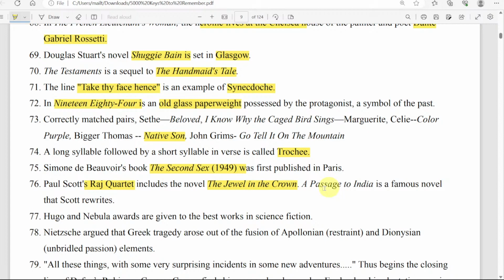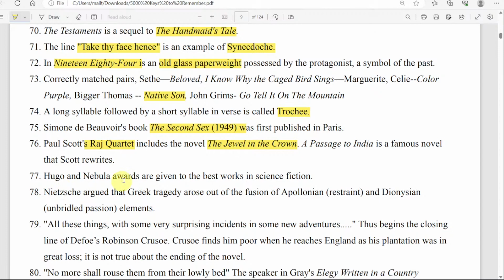So this novel was, as we know, by E.M. Forster, right? So Hugo and Nebula awards are given for what? Best works in science fiction. Remember Hugo and Nebula, science fiction. Nietzsche argued that Greek tragedy arose out of the fusion of Apollonian restraint and the Dionysian unbridled passion element. So here another quote is there.